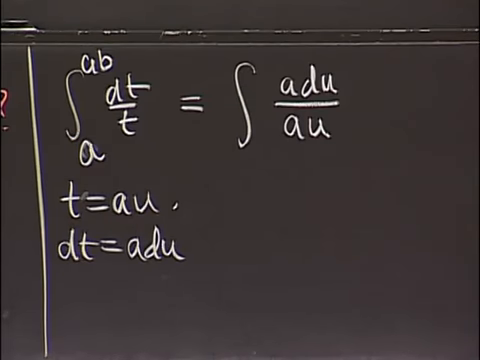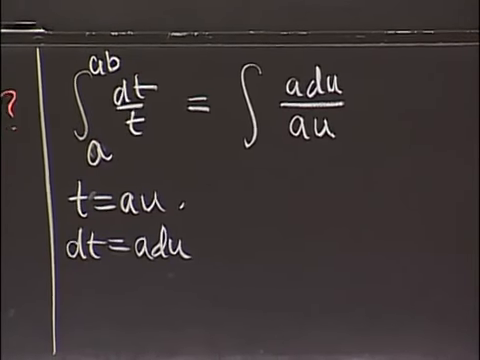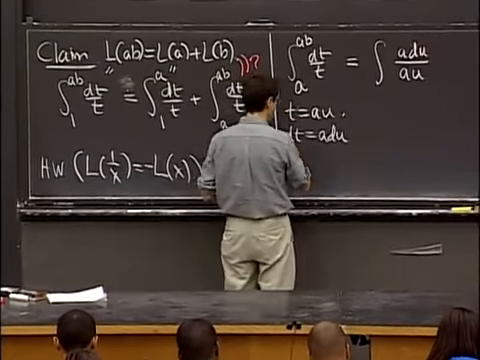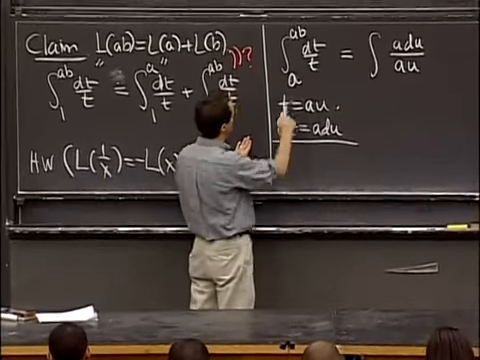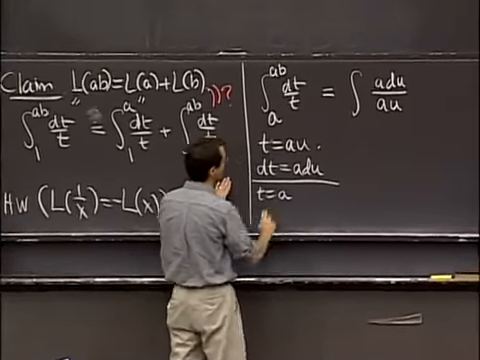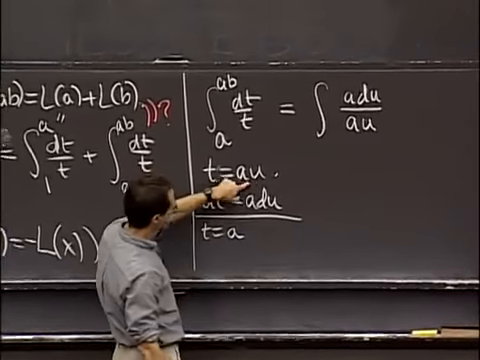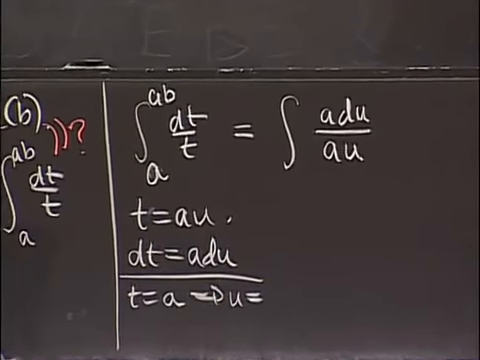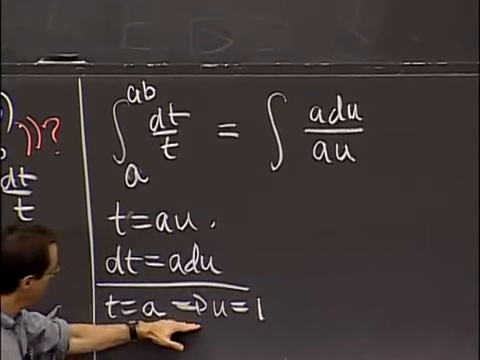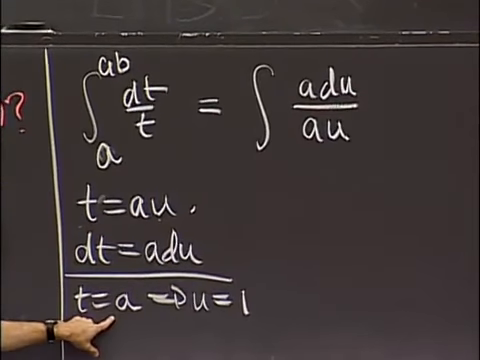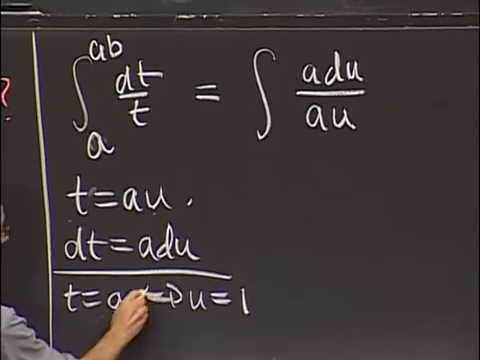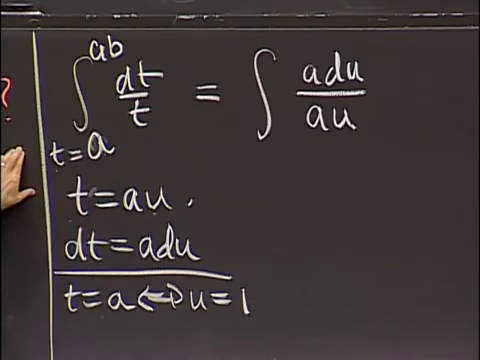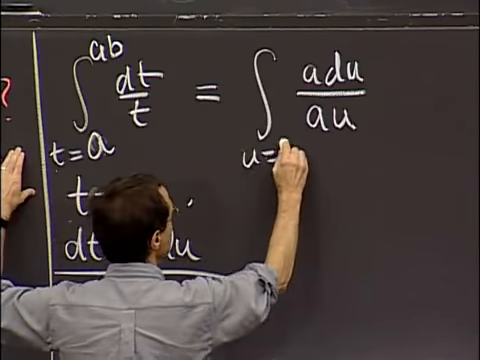But on top of this, with definite integrals, we also have to check the limits. And the limits work out as follows. When t is equal to a, that's the lower limit. Let's just take a look. t is equal to a times u. So that means that u is equal to what? It's 1, because a times 1 is a. All right, so t equals a if and only if u equals 1. So this lower limit, which really in disguise was where t is equal to a, becomes where u is equal to 1.